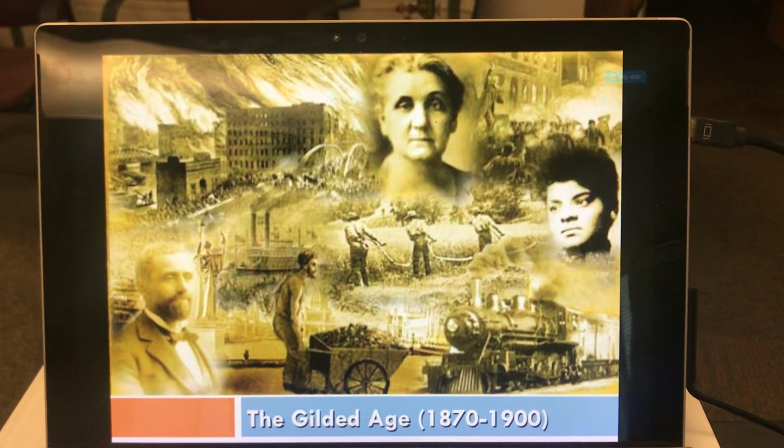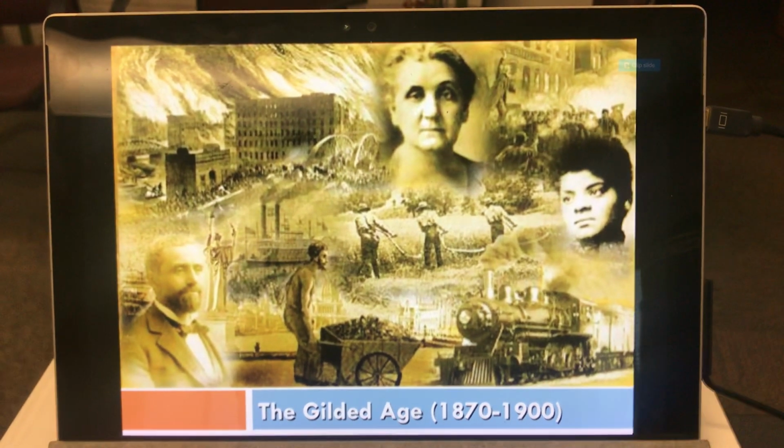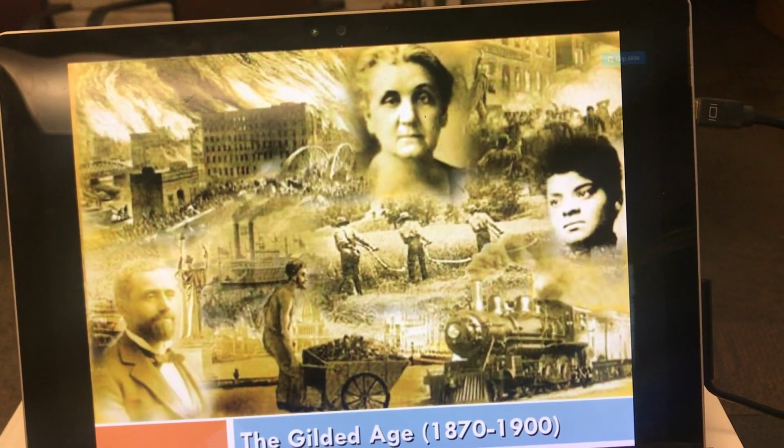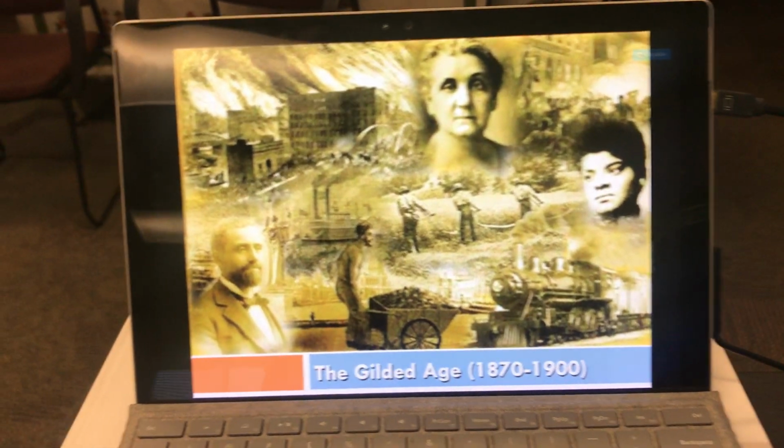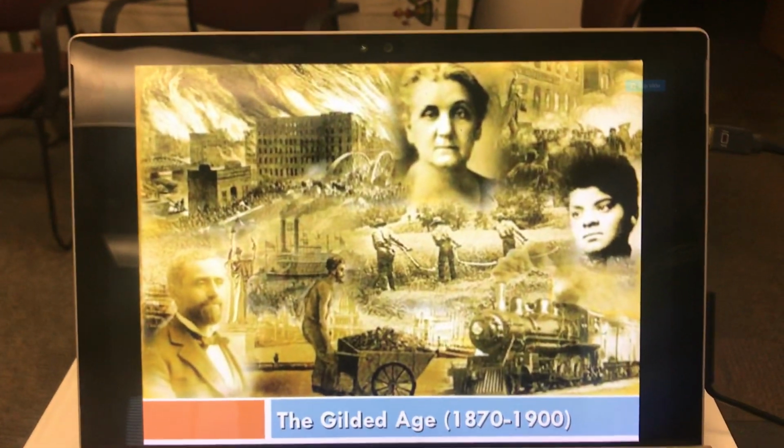All right, so as you can see, this is the Gilded Age. The Gilded Age runs from 1870 to 1900. It's roughly the period of time right after Reconstruction until the turn of the century.